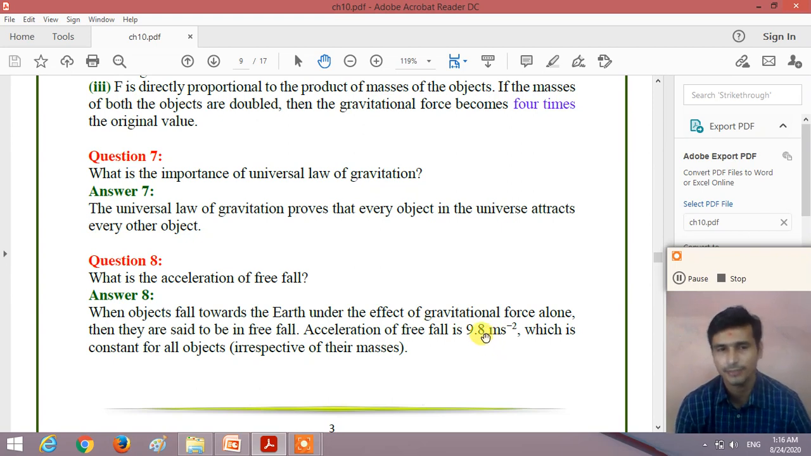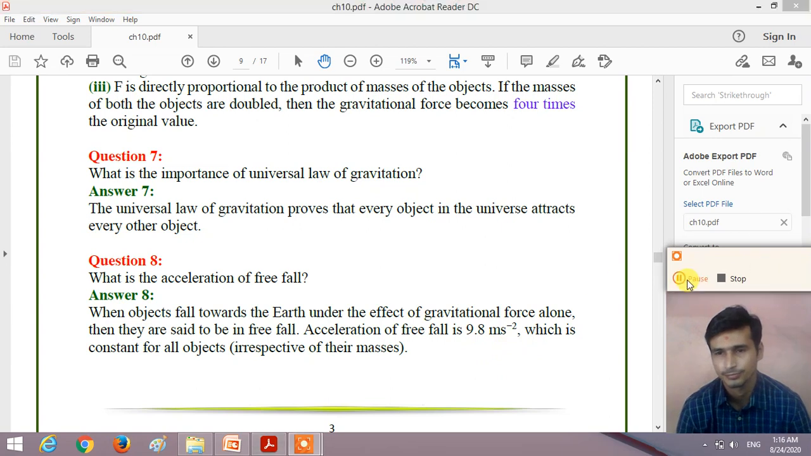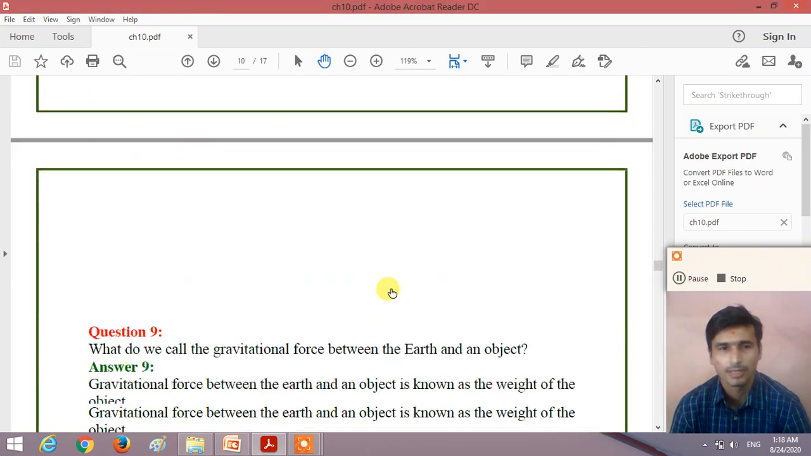So what is free fall? When an object falls towards the earth under the effect of the gravitational force only, the object is said to be in free fall, and the acceleration of an object freely falling under the gravitational force is 9.8 meters per second squared, which is constant for all objects. Now question number 9.